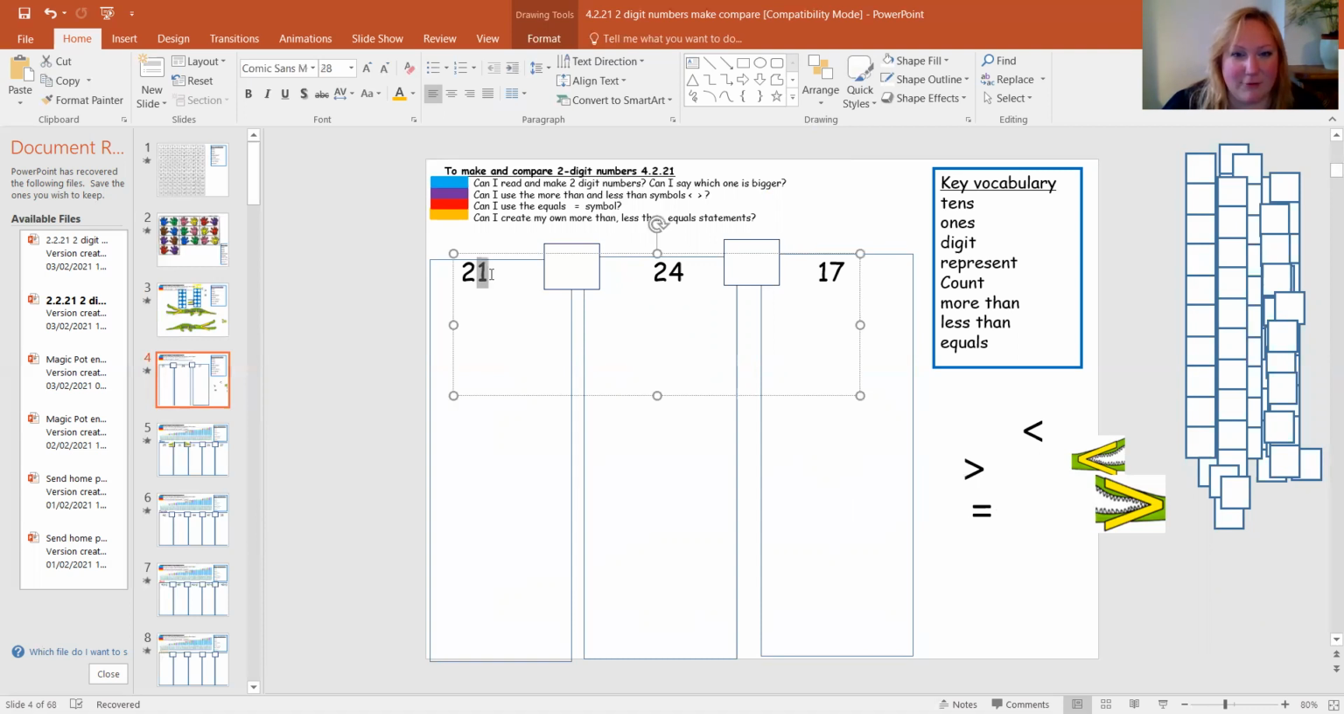So I can't remember if I've changed this. I have. We've got 21, 24, and 17. Right, so first we need to make our numbers.